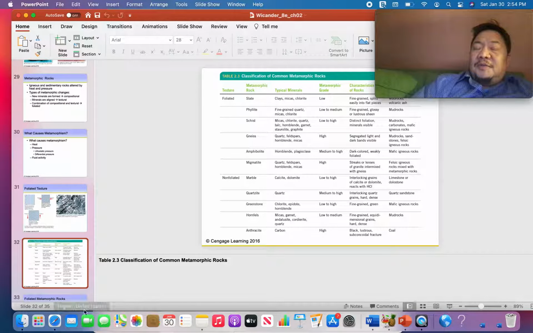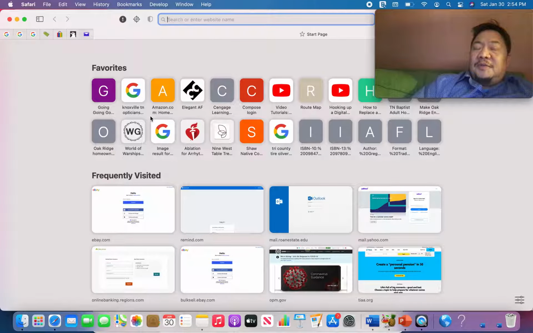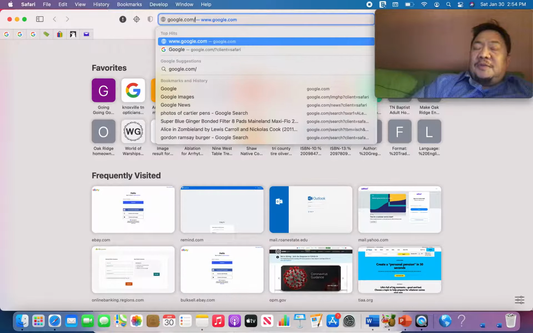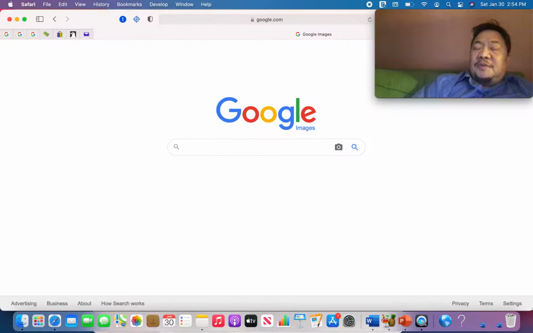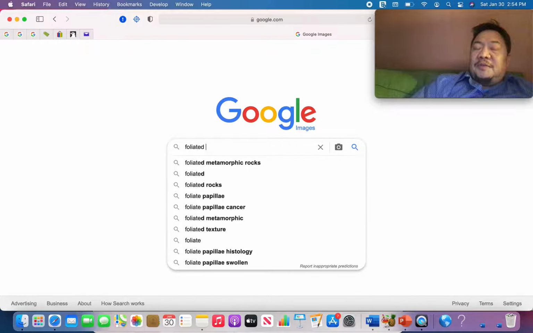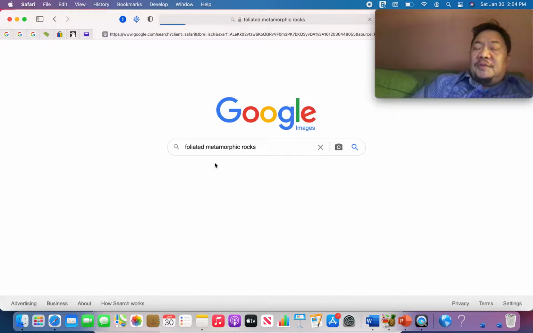Let's take a look at some different metamorphic rocks. And we'll type in foliated metamorphic rocks so you can take a look at them.